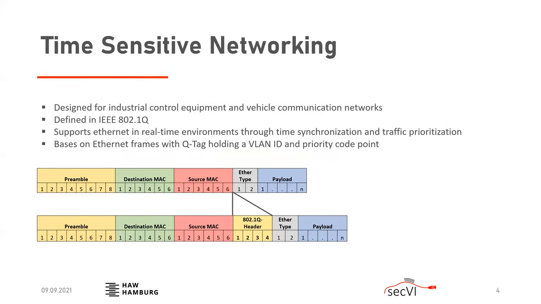time-sensitive networking. The time-sensitive networking protocol is a collection of standards specifically designed for industrial control equipment and vehicle communication networks. It is defined in the IEEE 802.1Q standard and supports Ethernet in real-time environments through time synchronization and traffic prioritization. Furthermore, it's based on the Ethernet frame with QTAG, holding a VLAN ID and a priority code point. In the picture below, you can see a standard Ethernet frame, that's the one on the top, and below that you can see our Ethernet frame with a QTAG extension.